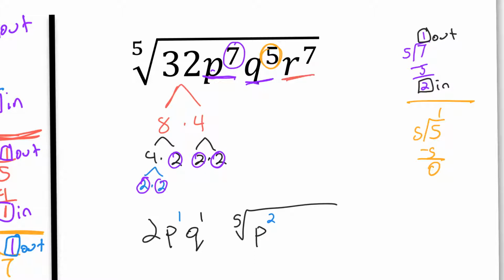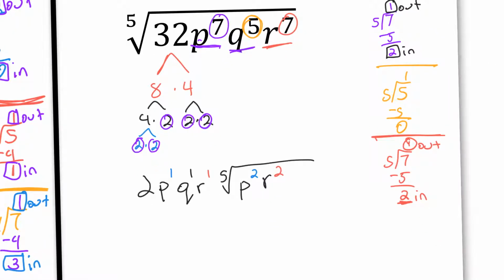And then you go to the r's. Exponent is 7. So 7 divided by 5, that's 1, and the remainder is 2. So you'll have r to the first power outside, r to the second power inside. Remember, the bottom number goes inside and the top number goes outside. And those are the exponents you will use. All right, so you don't need those exponent ones. So I'm going to have 2pqr times the fifth root of p squared r squared.